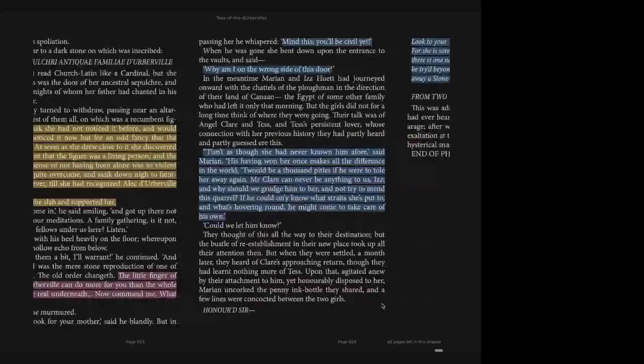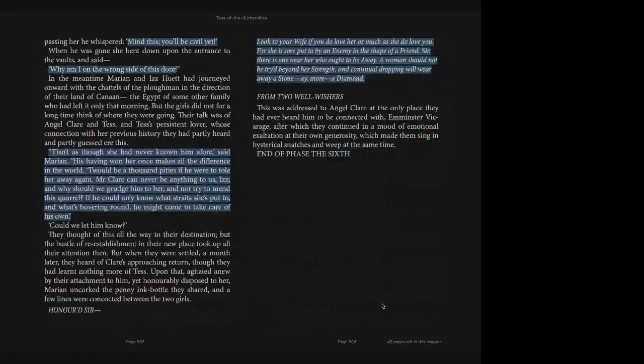And she says, go away. And he says, nope. He says, you'll be civil yet. And with that, he leaves to go find the mother. He's going to tell the mother of his plan that they all come and live with him on his estate in Trantridge. And Tess says, why am I on the wrong side of this door?